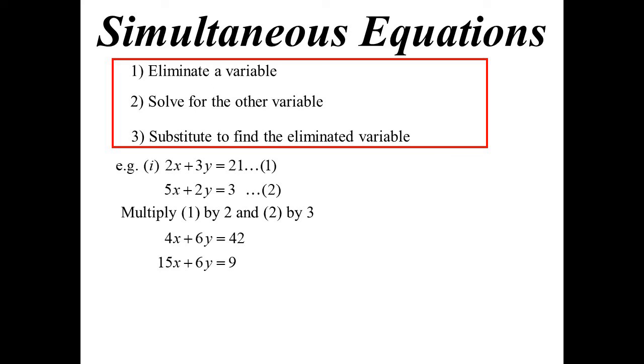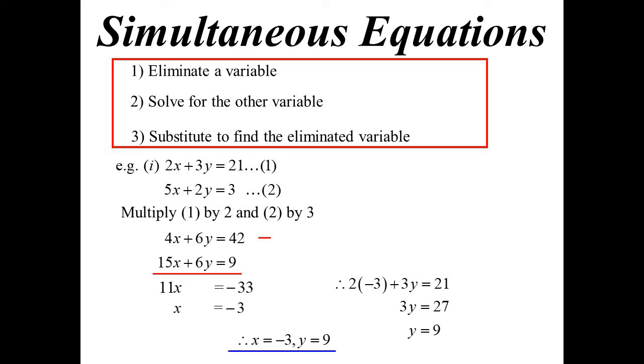Coefficients are the same, so just a subtraction will get me a nice little equation. 11x is negative 33. I have solved for the other variable, x equals negative 3. So we substitute back in, and we can work out what y is. Now, in reality on this sort of question, I probably don't show my substitution step. I probably just look at it and go, oh, well, minus 3, bang, that's what y is. But I need to write my answer down. There it is. Therefore, x equals negative 3, y equals 9.